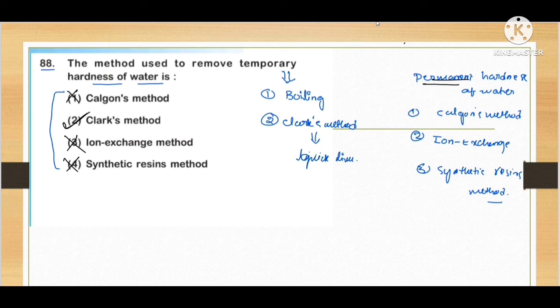Clerk's method is used to remove the temporary hardness of water, and by boiling to remove the temporary hardness of water.